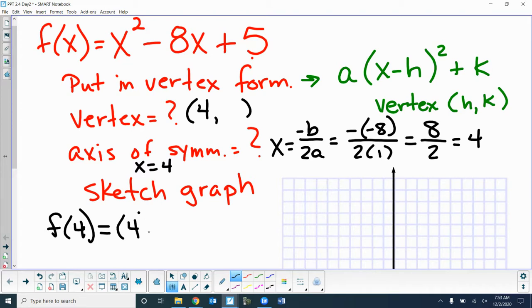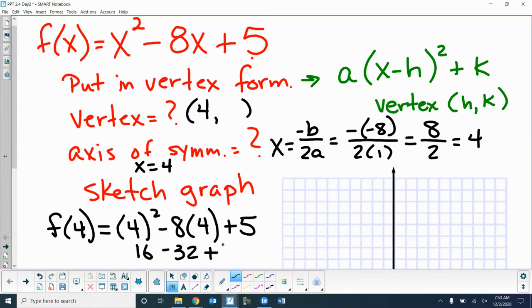So it'll be 4 squared minus 8 times 4 plus 5. 4 squared is 16. 8 times 4 is 32. So 16 minus 32 is a negative 16 plus 5 equals negative 11. Okay? Now I've got the vertex.